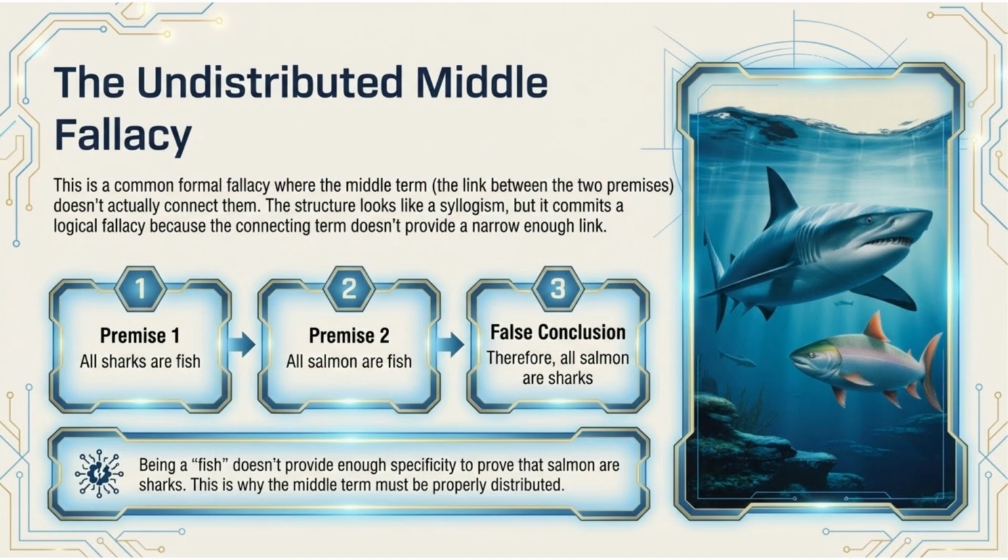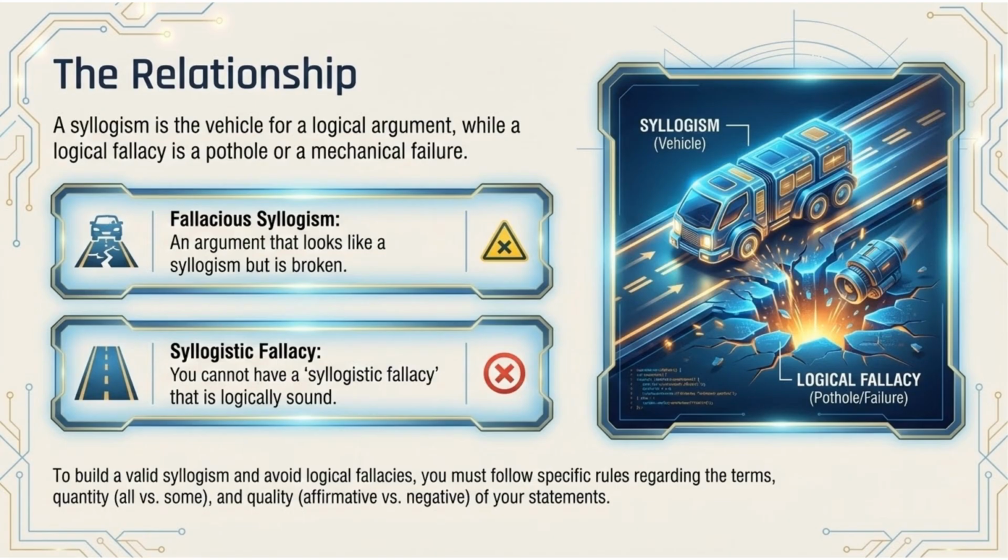One common formal fallacy is the undistributed middle, where the link between the two premises, the middle term, is not specific enough to justify the conclusion. For example, knowing all sharks and all salmon are fish does not mean salmon are sharks. Think of a syllogism as a vehicle for a logical argument, and a logical fallacy as a pothole or mechanical failure. A fallacious syllogism looks like a valid argument but is broken, while a syllogistic fallacy cannot be logically sound.